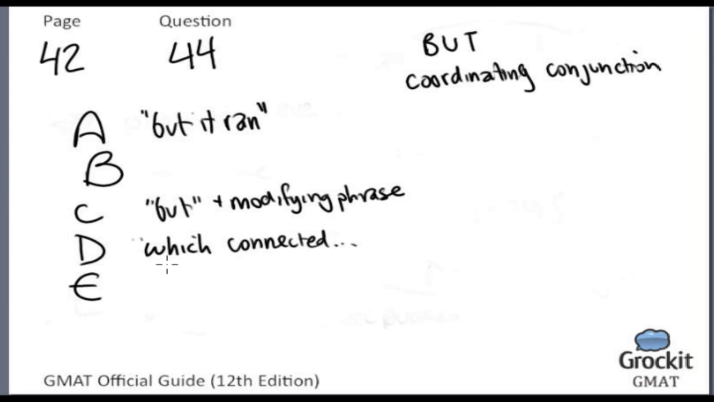Choice E is another one. So it looks like actually only choices A and B started with the opening modifying phrase. Choices C, D, and E have started with clauses, things that have subjects and verbs.